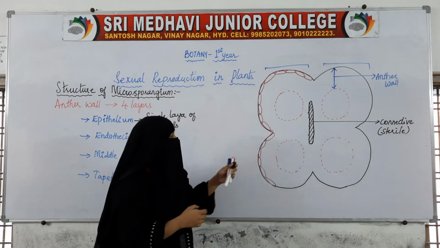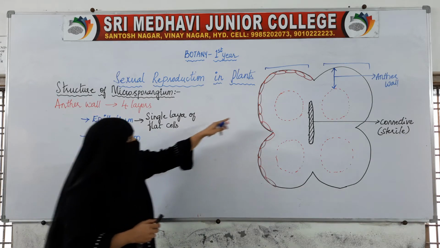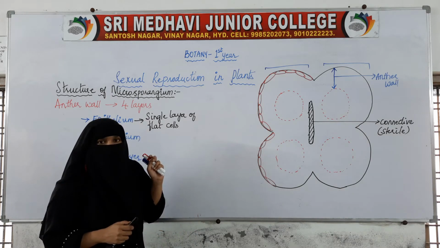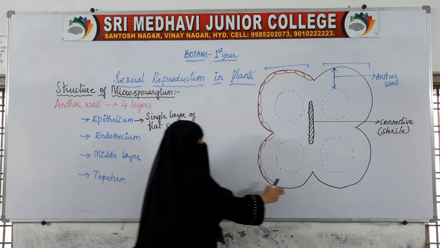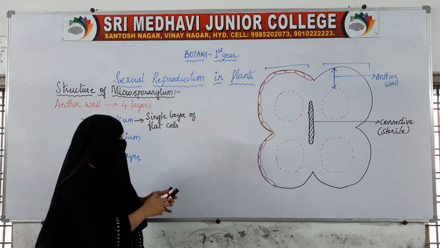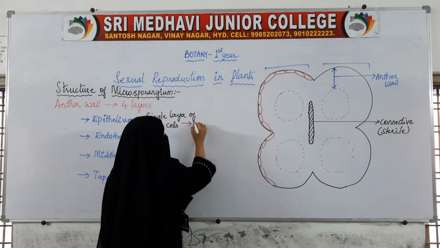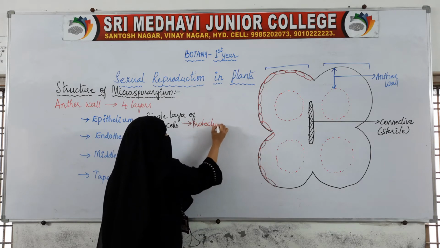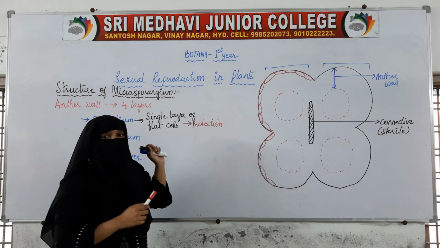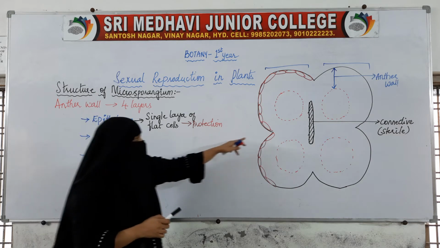So the first layer is the epithelium. It consists of a single layer of flat cells, covering the whole anther. As it is an epithelium, its function is to give protection. It gives protection to the anther. So this is the first layer.